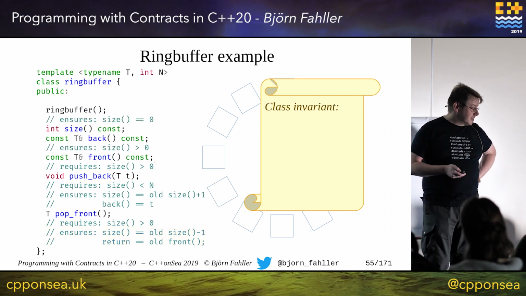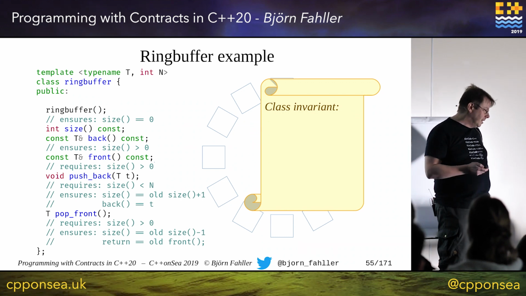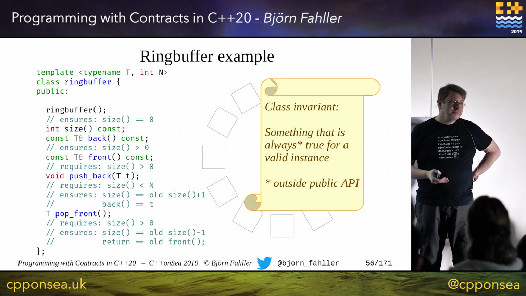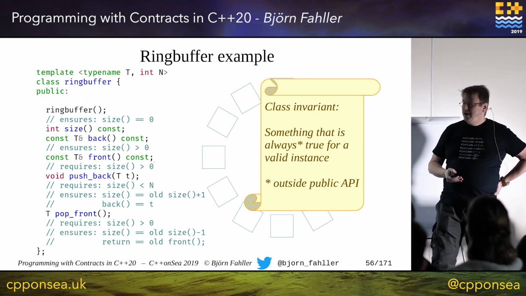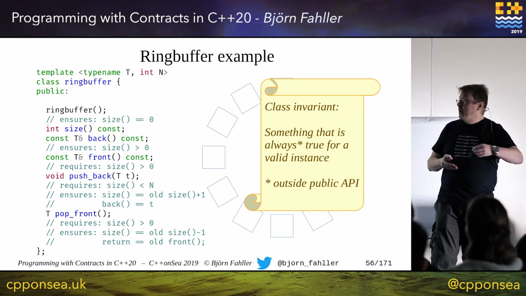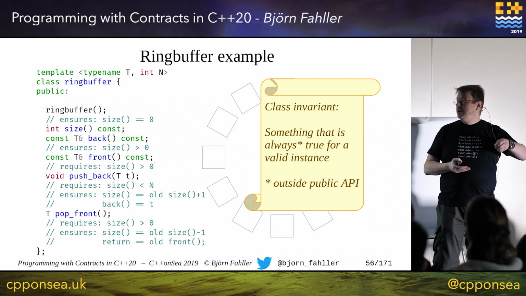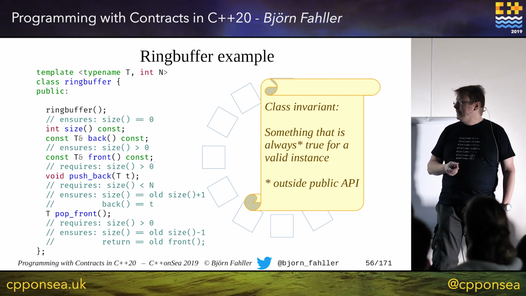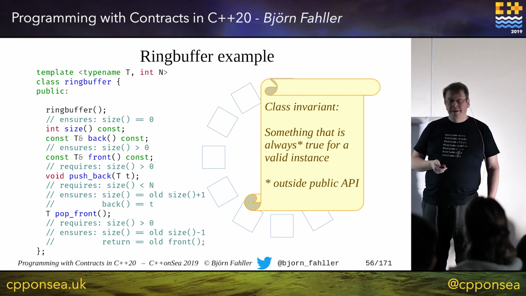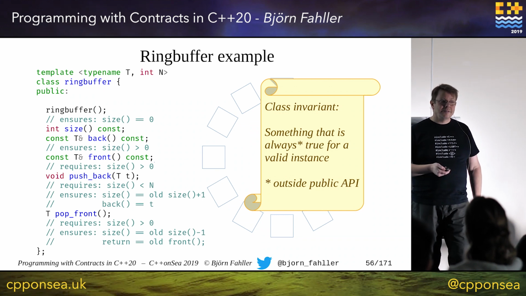And now I have something that is really interesting and really difficult. Class invariants. Class invariants are something that are always true for a valid instance when looked at from outside the public API. So when a function can be called from a user of the ring buffer, then it must be true. And in my opinion, it is super difficult to write good class invariants. It's amazingly hard.